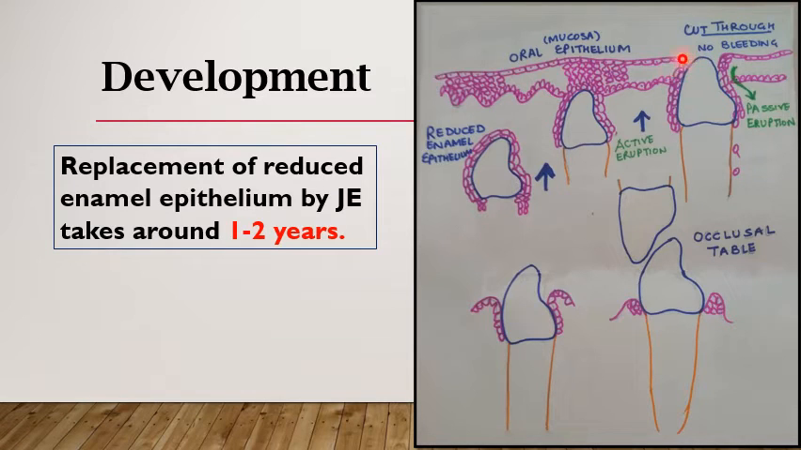So earlier the junctional epithelium is present at the incisal edge, and then it starts migrating apically. So the tooth is erupting towards the occlusal table. This is active eruption. But exposure of the tooth surface is also occurring because of the apical migration of this junctional epithelium. This is known as passive eruption. So when the tooth reaches the occlusal table, junctional epithelium is on enamel, and this whole procedure of replacement of reduced enamel epithelium by junctional epithelium takes around 1 to 2 years.